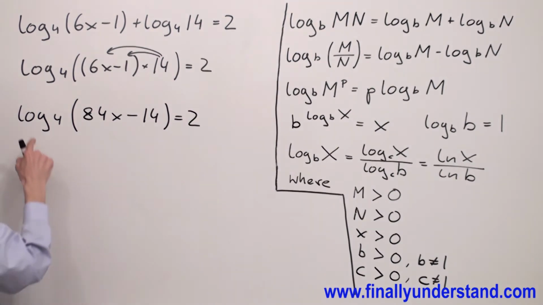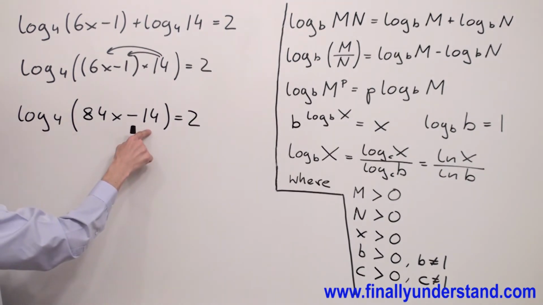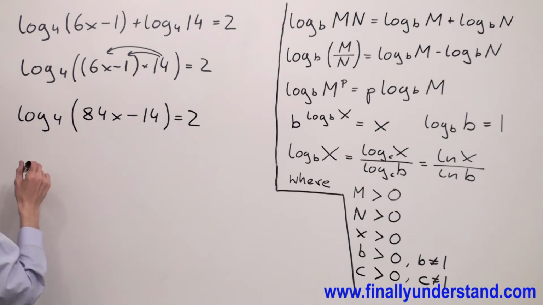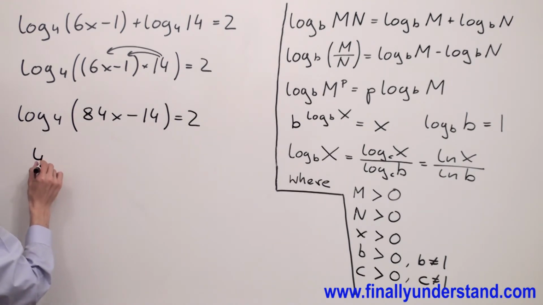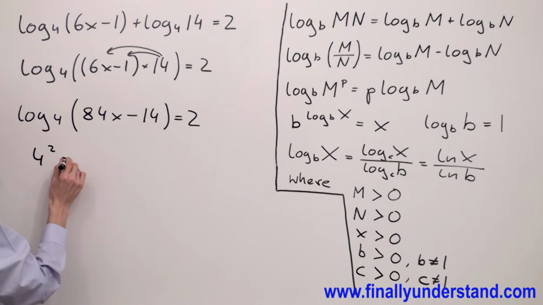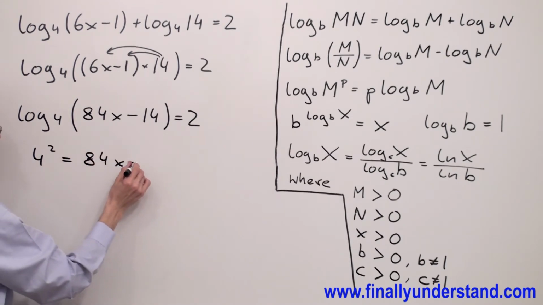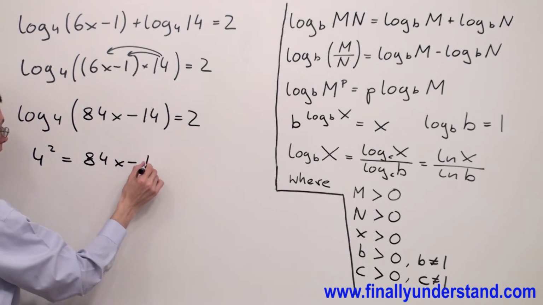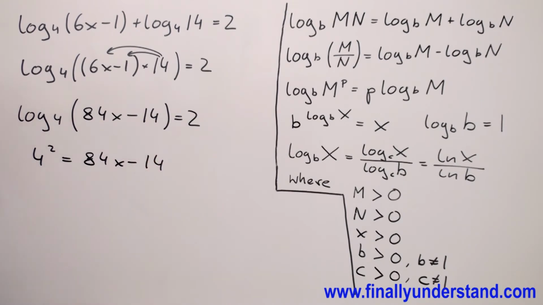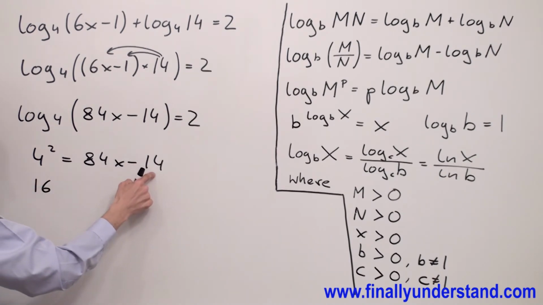Next, I'm supposed to convert the logarithmic form to the exponential and simply write 4 to the second power is equal to 84x minus 14. Next, please keep in mind that 4 to the second power is equal to 16. I have 16 and I have negative 14 on the right side.